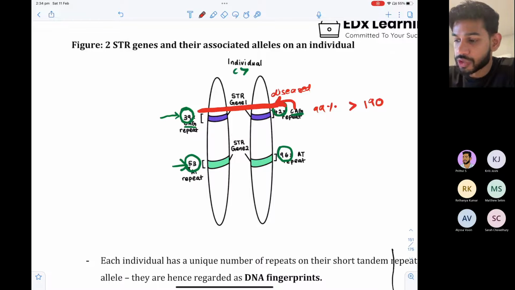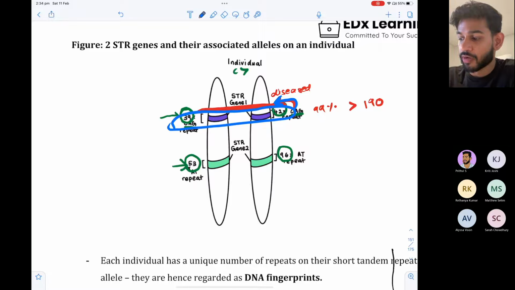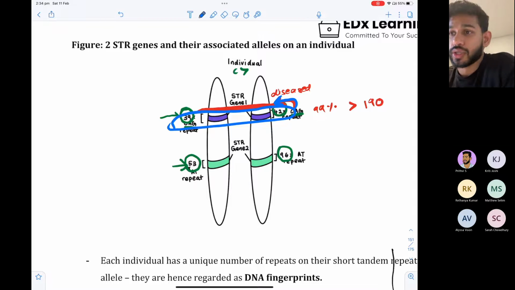So if you look at this person's short tandem repeat alleles, you see 39 and 42. Matthew, do you think the gene that sits right above this short tandem repeat would be diseased or not diseased based on this information? Not diseased. Good, right? Because from the Human Genome Project, we found for you to have a diseased gene, you're very likely to have more than 190 repeats. This person only has 39 and 42. So it's a very low likelihood that they're diseased.